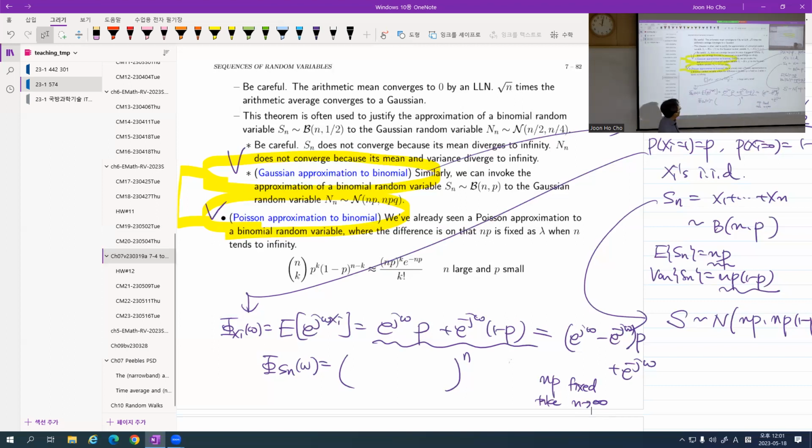So you may wonder, wait a minute, a Poisson random variable can take any non-negative integer. You're right. So in some sense, they can never be the same, but their CDF or their characteristic function is very close for sufficiently large n. So this is the core of the Poisson approximation to a binomial random variable.